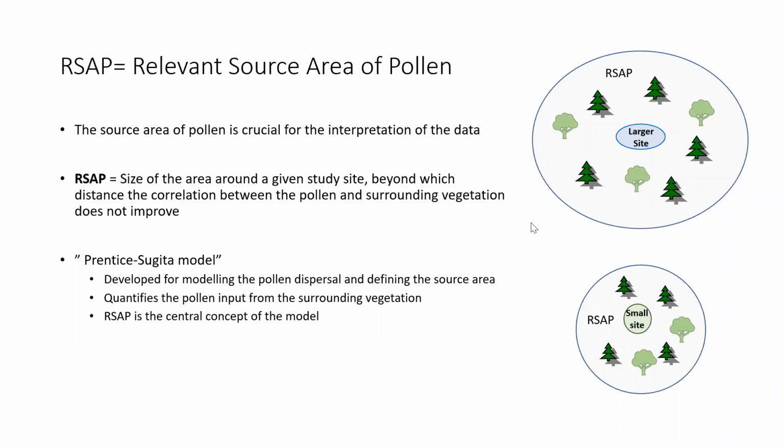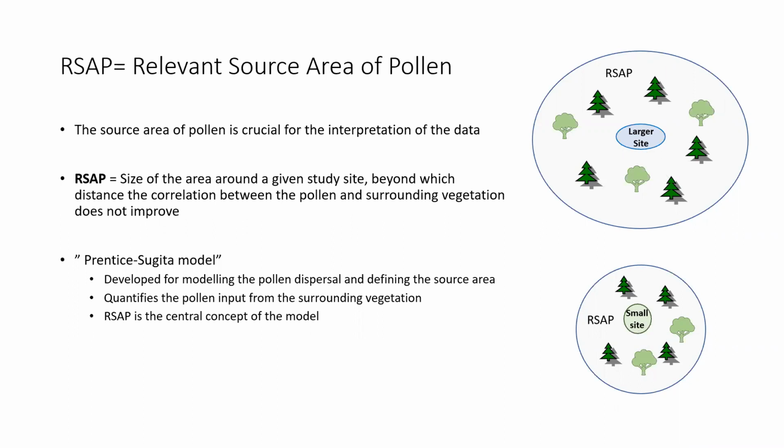Basically, the relevant source area of pollen means the size of the area around a given study site, beyond which the correlation between pollen and the surrounding vegetation does not improve. So with a small site, you have a smaller source area, and with a larger site, you have a larger source area. This is based on mathematical calculations called the Prentice-Sugita model.